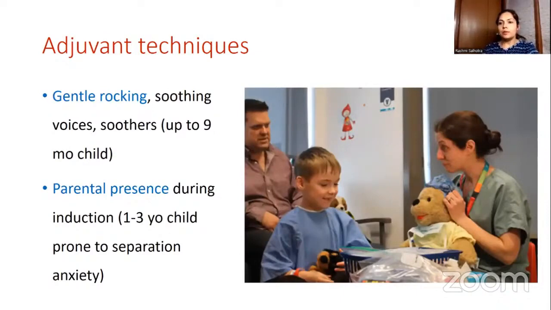But the very important requirement is of the adjuvant techniques that help in the initial part of the parental separation and gaining the trust of the anesthesiologist. So these include gentle rocking and soothing voices or use of soothers, but they are effective only up to a 9-month-old child. With an older child, especially those 1 to 3 years old, these patients will have a lot of separation anxiety from the parents. So the parental presence during induction helps.